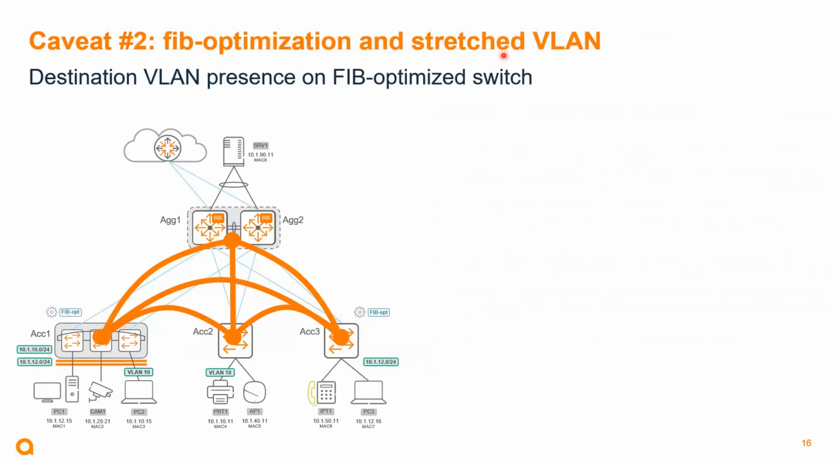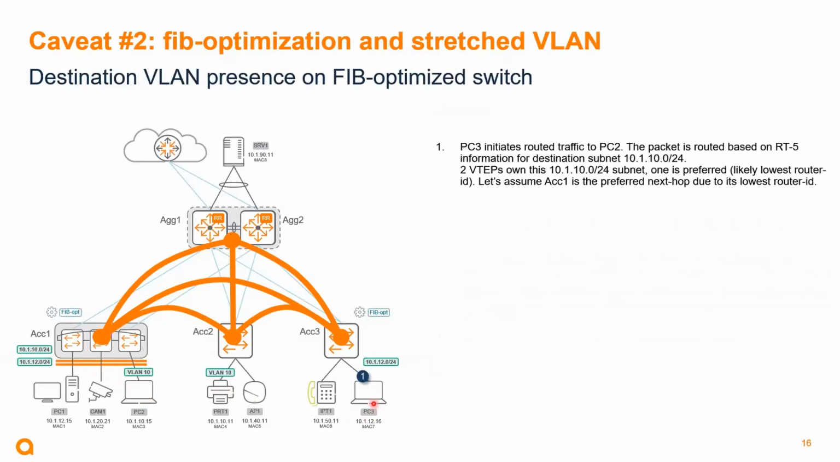Now, FIB optimization and stretch VLAN. So exactly the same scenario. You want to have traffic initiated from PC3 to PC2, but this time you enable FIB optimization on both, and for the source traffic, PC3 is inside VLAN 12 here. The same VLAN 12, and the same subnet, is also hosted on access 1.